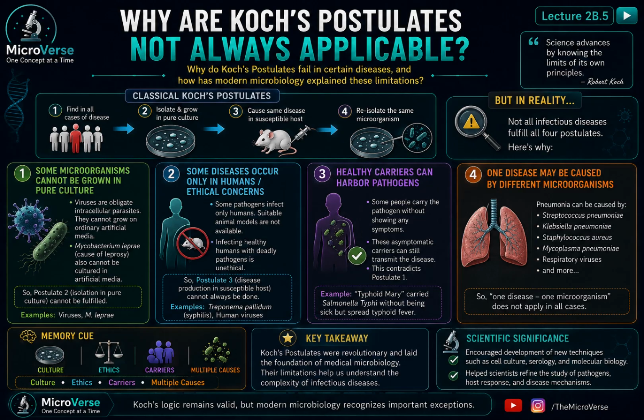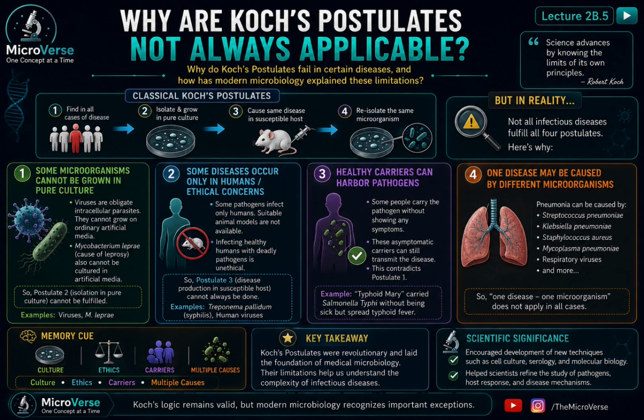Limitation 2. Some diseases occur only in humans. The third postulate requires introducing the microorganism into a healthy susceptible host to reproduce the disease. Today, deliberately infecting healthy human volunteers with dangerous pathogens is ethically unacceptable. In addition, some pathogens infect only humans, making suitable experimental animal models unavailable. For example, Treponema pallidum, the causative agent of syphilis, and several human-specific pathogens cannot always be studied using Koch's original experimental approach. Modern research therefore relies on cell culture systems, animal models where appropriate, and other methods instead of intentionally infecting healthy humans.